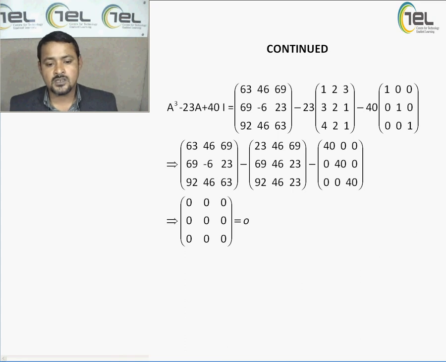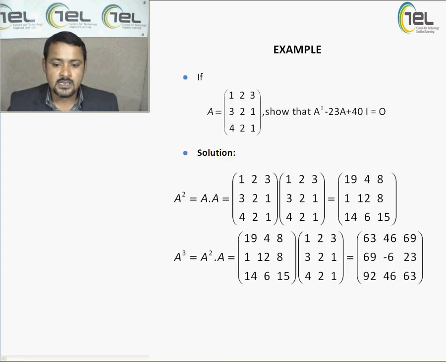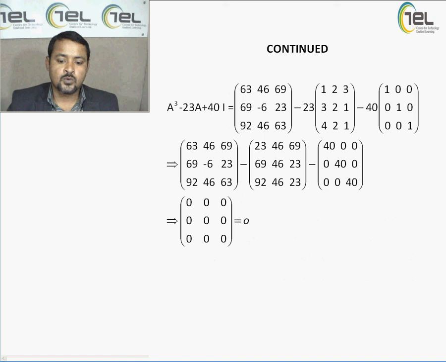So the answer is coming to be a 0 matrix. What we were asked in the beginning is that we have to prove that A cube minus 23A plus 40I is exactly equal to 0. So we have proved that it is coming to be a null matrix.